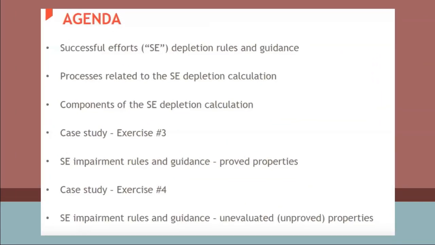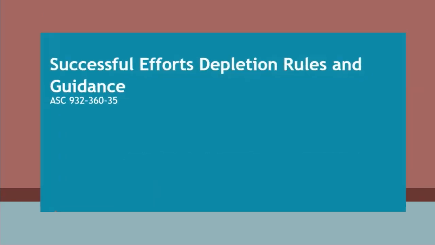So, the next slide. So our agenda, basically we're going to kind of go over the depletion rules and guidance for SE. We're going to talk about the processes related to the depletion calc, the components of the actual calc. Then we'll do a quick case study. After that, we'll move on to impairment, kind of go over the rules and guidance. Specifically for proved properties, we'll do another case study for that. And then towards the end, we'll try to go over impairment for unevaluated or unproved properties. Hopefully we have time for that, but that's also something we can kind of go through pretty quick. So let's skip next.